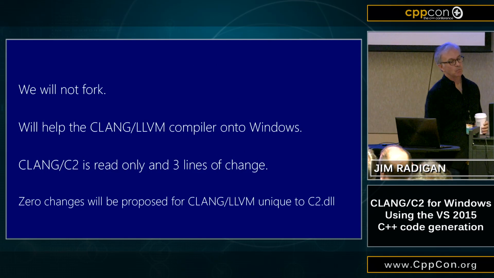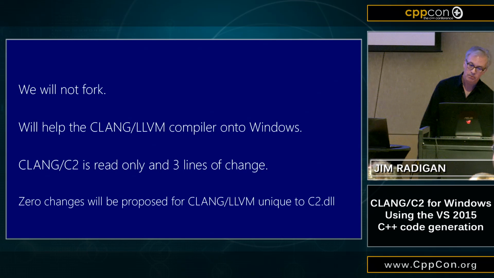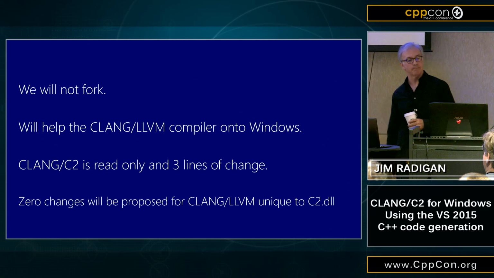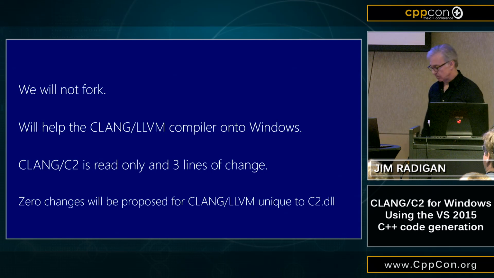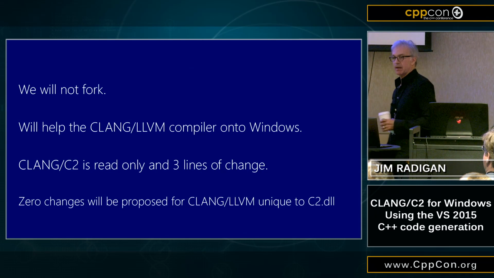So for the community, we promise we will never fork. We will help Clang and LLVM. Clang C2 is read-only and 3 lines of change. We're never going to try to push this back to the community. We don't think that anybody in the community would ever take this and test that path.